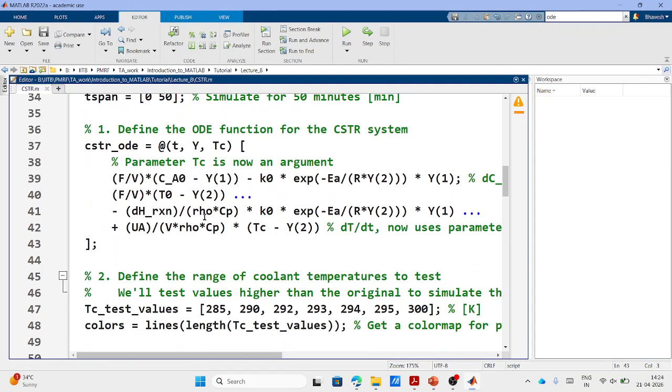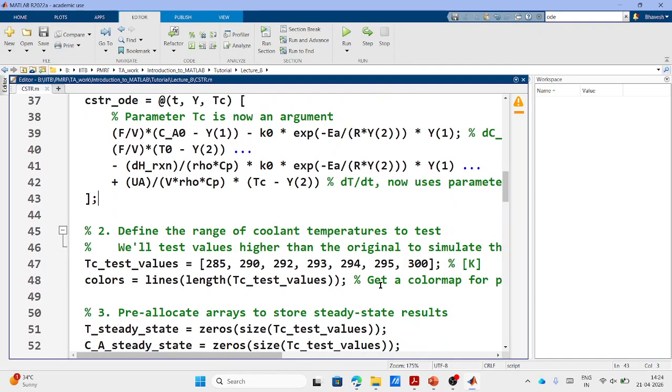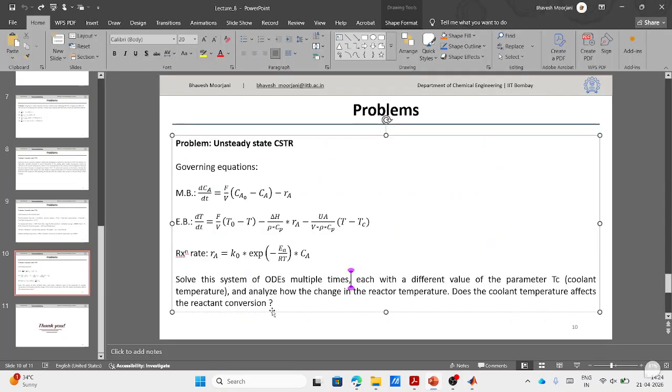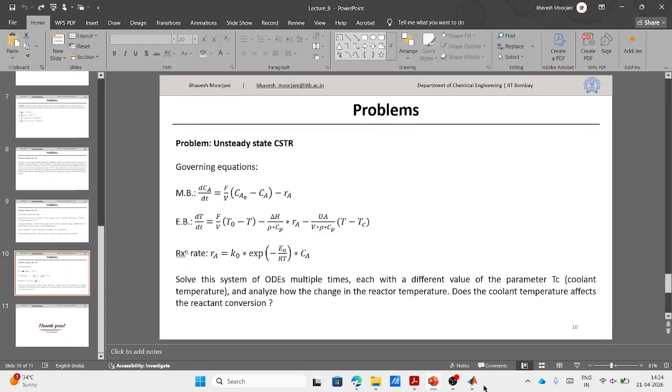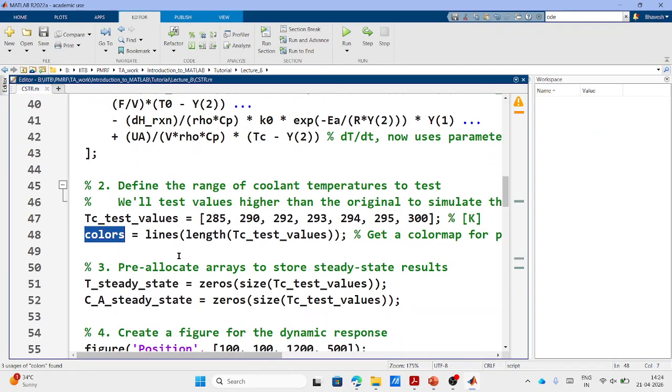Once you have defined this equation, now we have to see how the cooling temperature affects my CSTR. So I will consider different Tc test values from 285 to 300 Kelvin. So from 285 to 300 Kelvin, we are considering various values. This part just creates various color gradients, since for all temperature values we will be plotting something. So this is just to generate a color map. You don't have to provide this.